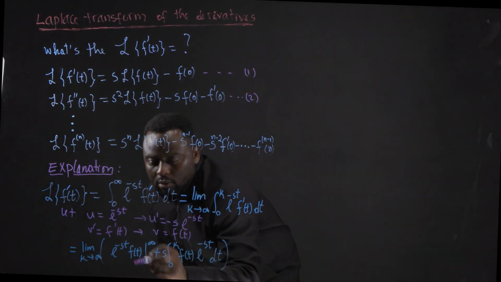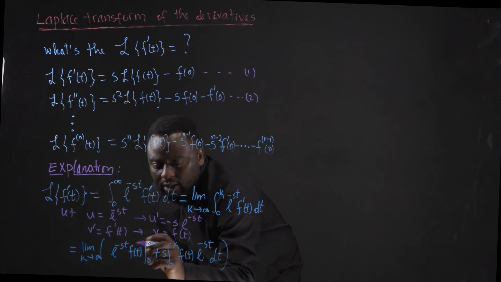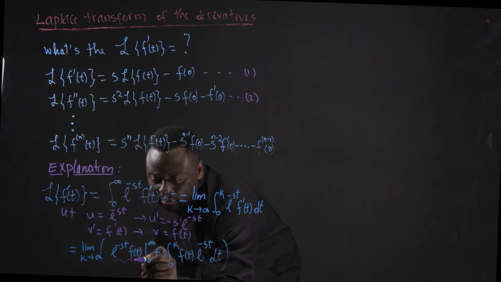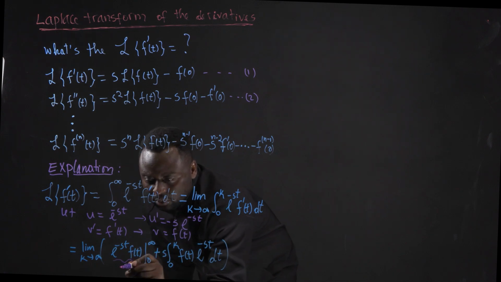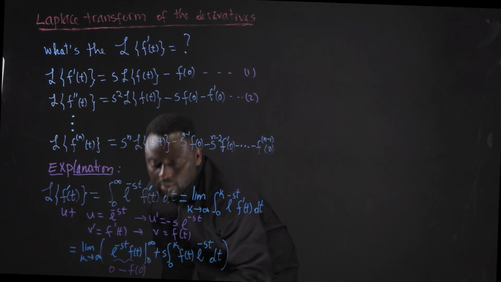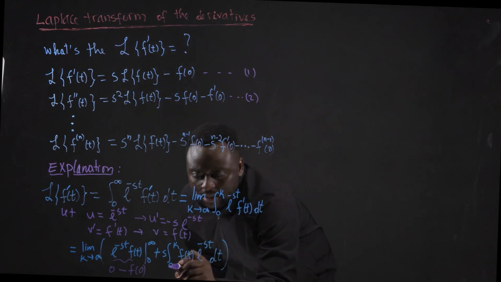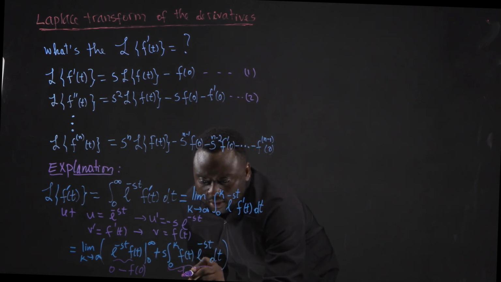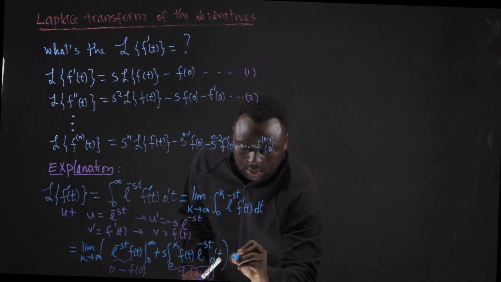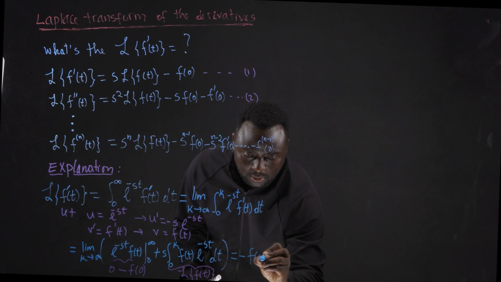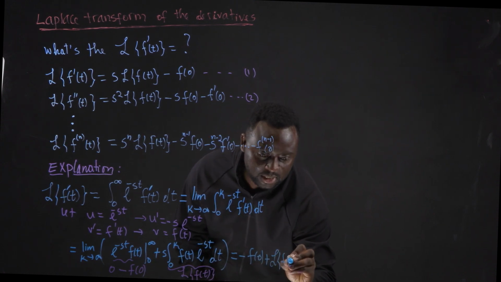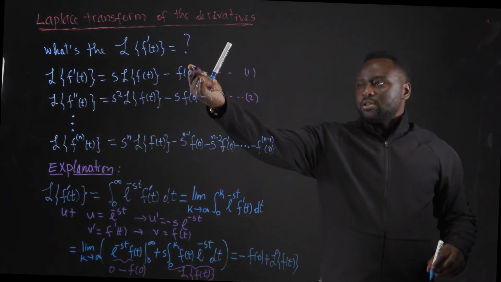You can see for the first part, when t tends to infinity, the exponential part will lead to 0. So this will be 0 minus f of 0. And for the second part, by definition, this is the Laplace transform of f of t. So finally, this is minus f of 0 plus s times the Laplace transform of f of t. And this is exactly the first formula.